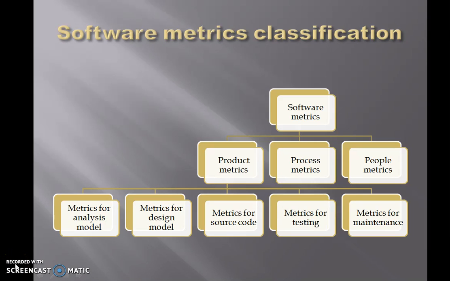Software metrics is a term used to refer to a measure of a software item. The term software metrics is a made-up term. It has no real scientific meaning. Further, software metrics are classified into three different kinds: product metrics, process metrics, and people metrics.